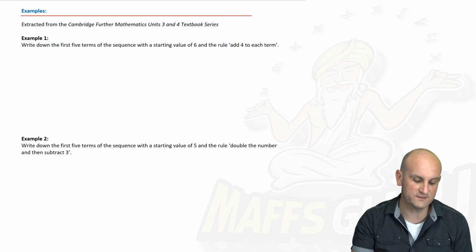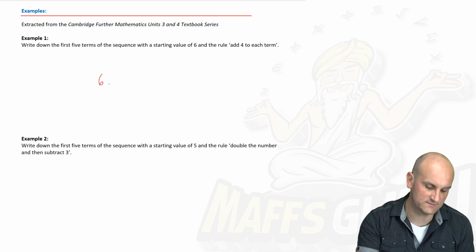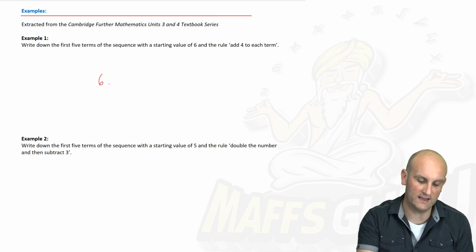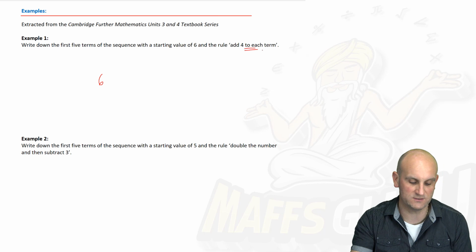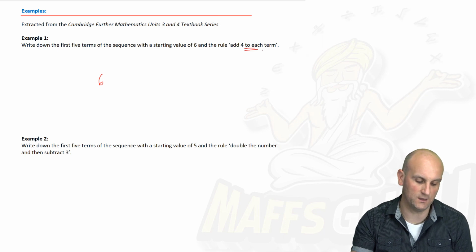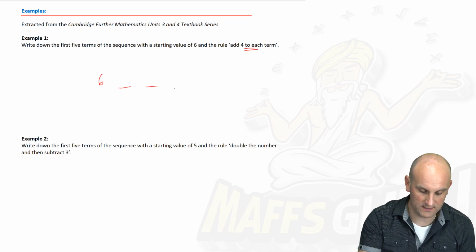A number of the sequence. With a starting value of 6. There we go, so there's my start value of 6, and the rule: add 4 to each term. So I want the first 5 terms: 1, 2, 3, 4, and 5.